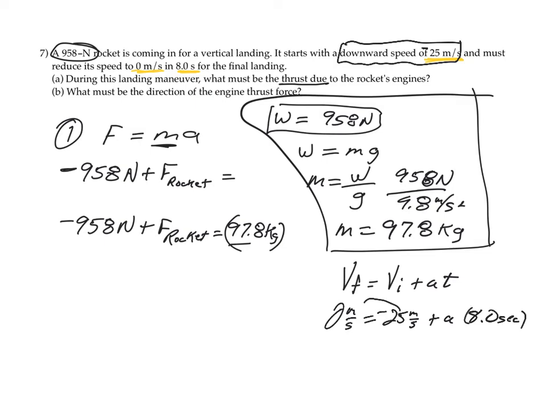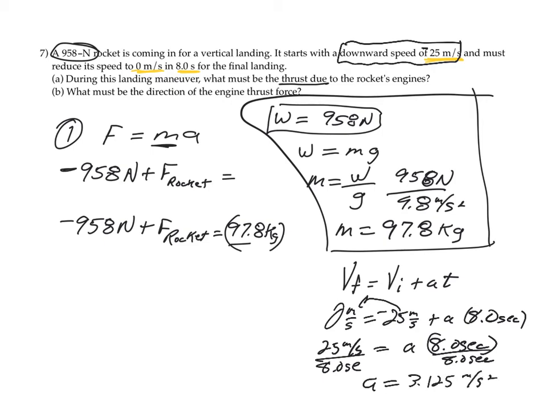So when I subtract or add 25 to both sides, sorry about that, 25 meters per second equals a times t. I'm going to divide that 8 from both sides. And I'm going to get an acceleration of 3.125 meters per second squared. And that's my A here. I just remember I'm running out of room here. This A is coming down there. 3.125. Now I'm going to multiply these two numbers together.